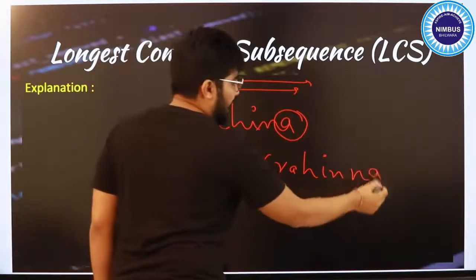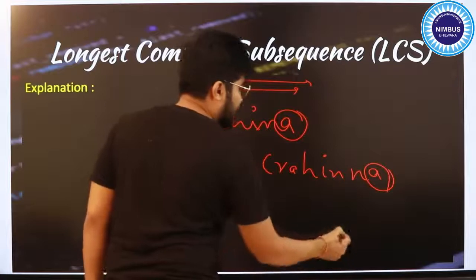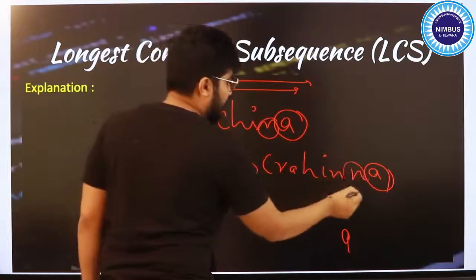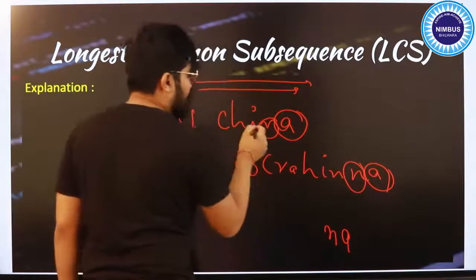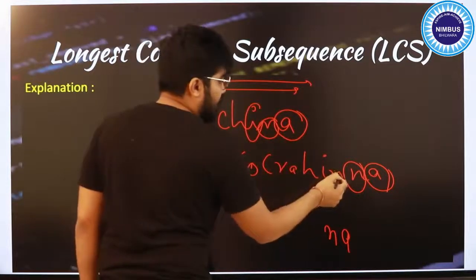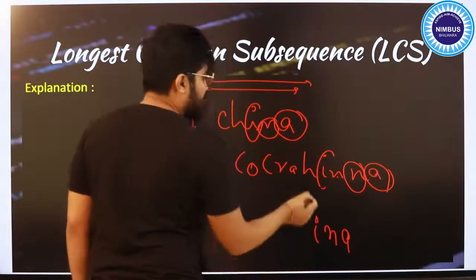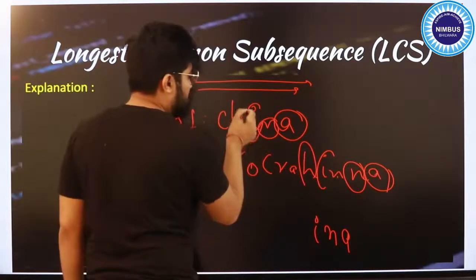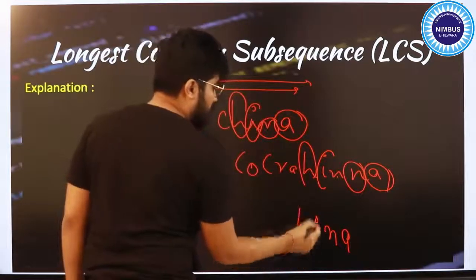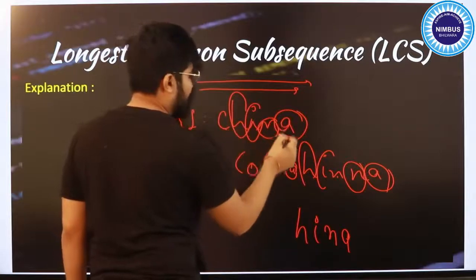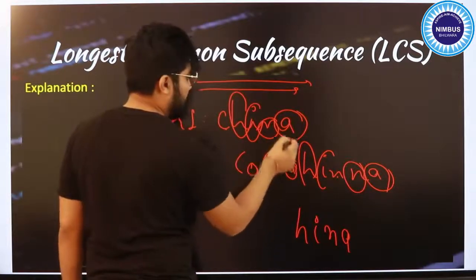So A, do we have an A? Yes, we have an A. So I'll just write A. The next thing, N. Do we have an N? Yes, we have an N. Okay, next thing, do we have an I? No, it's N. I. Yes, we do have I. So we'll write I. Now, do we have H? Yes, we do have H. Cool, we'll move. Do we have A? No, we have A here. But then again, we have to start from here.